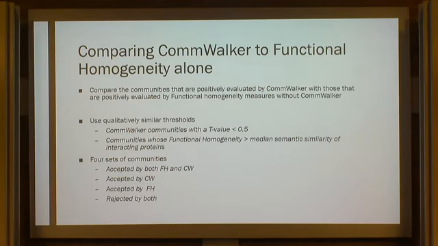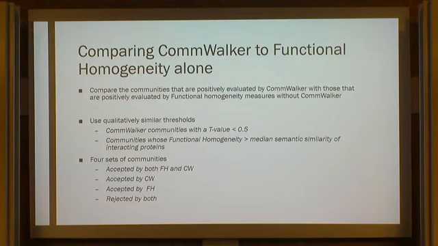So what am I going to compare? Well, I'm going to do a very simple comparison because it's an easy way to look at the data. If you're actually using this to investigate biological properties, you'd probably pick a lower t-value than the one I'm picking, because you'd go further up the scale. But a qualitatively similar way to think about this is to take CommWalker communities with a t-value less than 0.5, so it's better than half the things around it, and communities whose functional homogeneity is greater than the median semantic similarity of interacting proteins, because that should be about half the things in the network. Obviously, it's not exactly the same, but qualitatively it's the same.